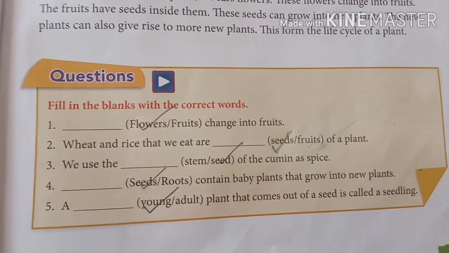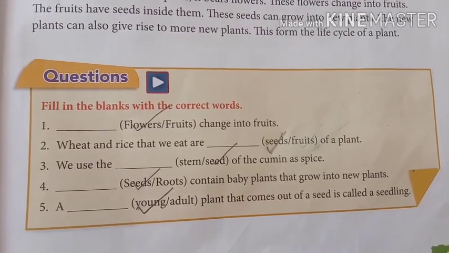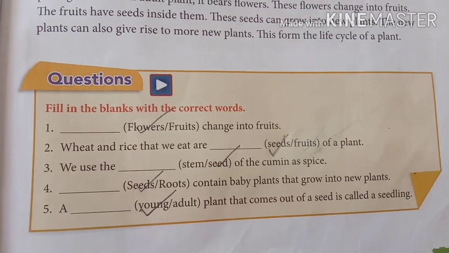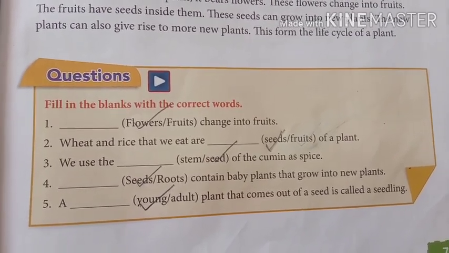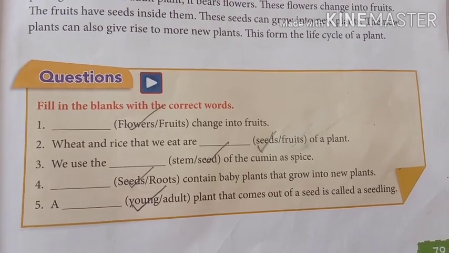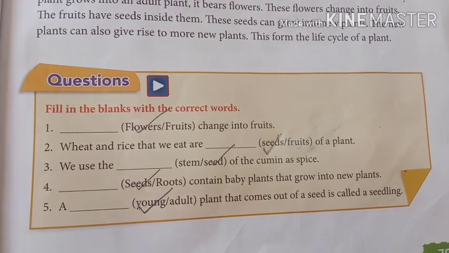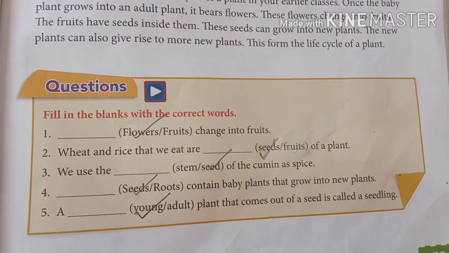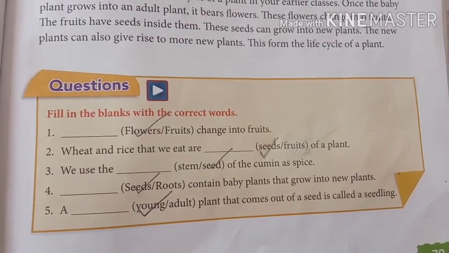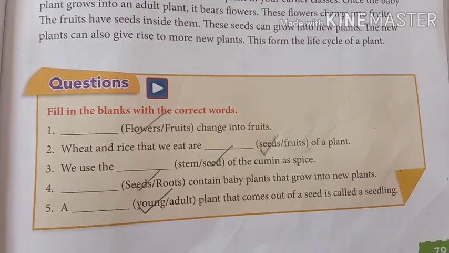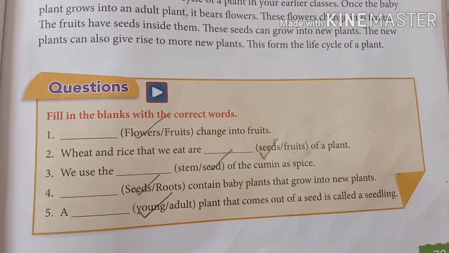Fourth one, dash contain baby plants that grow into new plants. Yes, seeds. And number fifth, a dash plant that comes out of a seed is called a seedling. Adult or young? Young plant, right? A young plant that comes out of a seed is called a seedling.